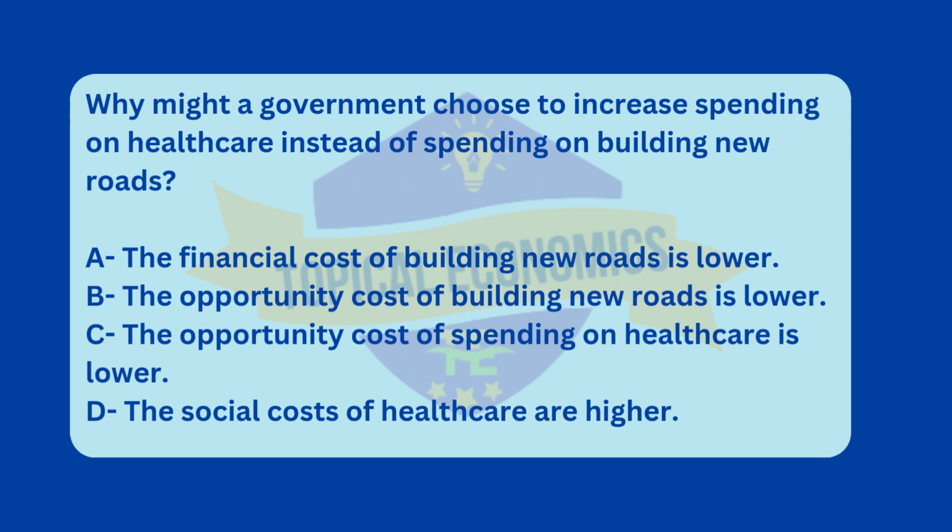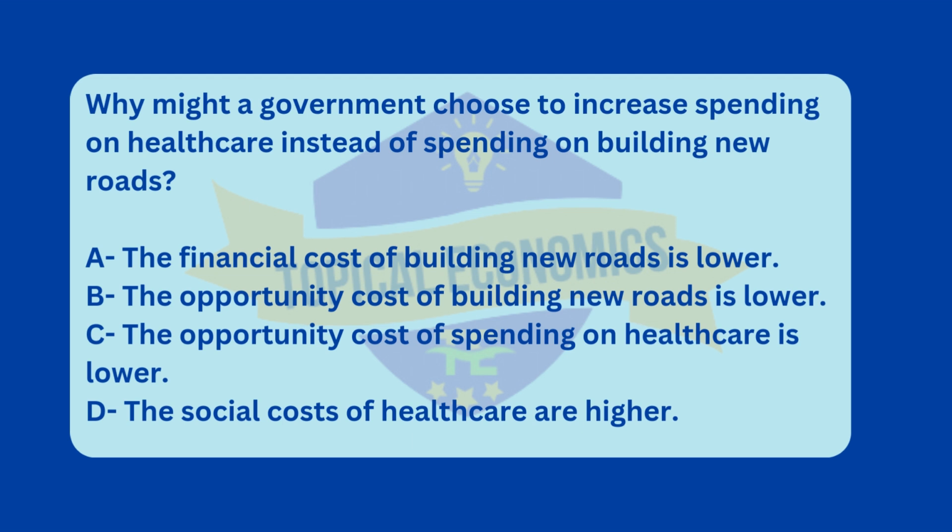Next, option B. The opportunity cost of building new roads is lower is incorrect. The question implies that the government is choosing healthcare over new roads, which suggests that the opportunity cost of spending on roads, in terms of benefits foregone, is higher. If the opportunity cost of building roads were lower, it would mean the government would have less reason to choose healthcare over roads, which contradicts the scenario in the question.